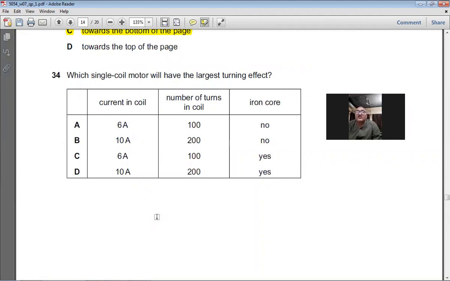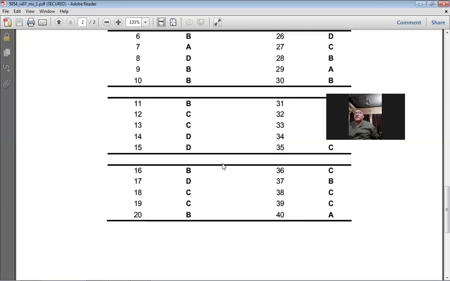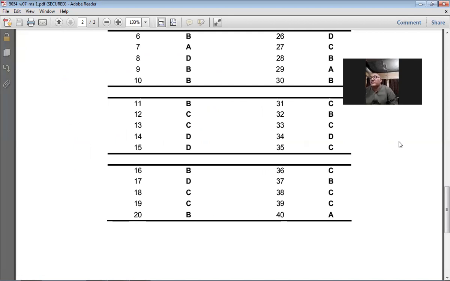Which single coil motor will have the largest turning effect? So the turning effect depends upon the current in the coil. It should be largest. The number of turns in the coil should also be large. And an iron core should be present. So the iron core should be present in the motor, the number of turns in the coil should be largest, and the current should also be larger. So I think D is the right choice. Question number 34, D is the right option.